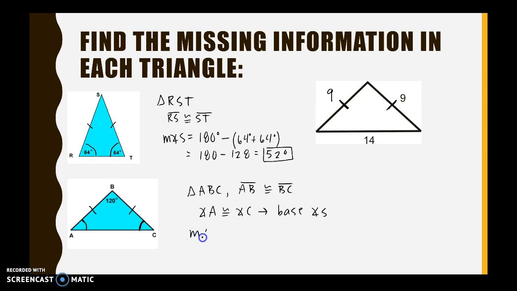So now to find the measure of angle A, I can only subtract 120 degrees from the 180. It's the only angle measure I have. Okay, so when I get 60 degrees, well, if I know that A and C are the same, I'm just going to split that 60 degrees in half. So the measure of angle A is 30 degrees, and the measure of angle C has to be 30 degrees as well.